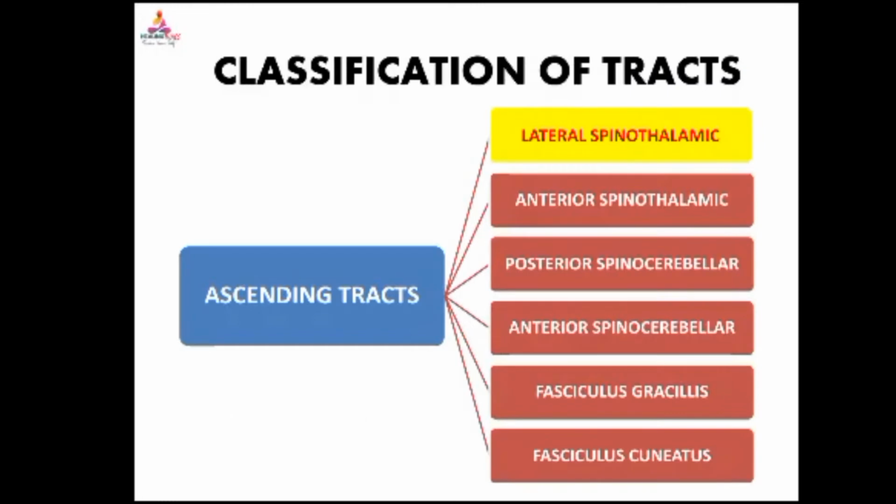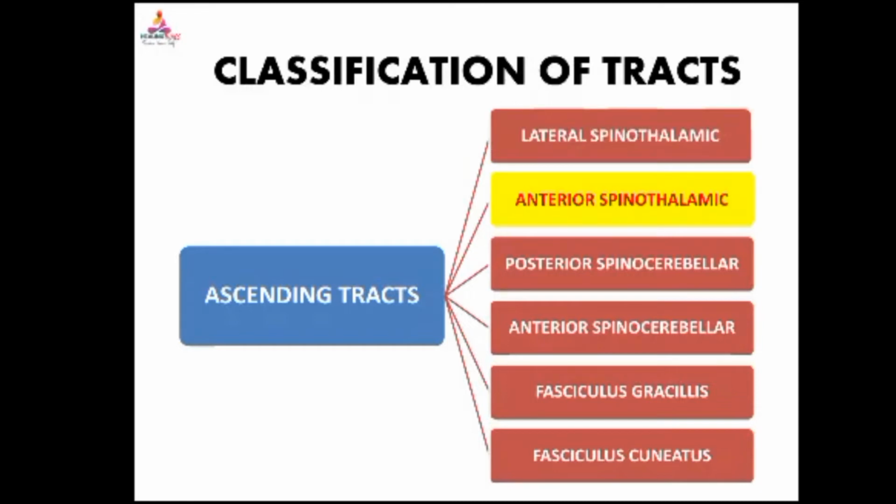First one is the lateral spinothalamic tract. It's located in the lateral white column. It originates from posterior horn cells of the spinal cord of the opposite side and terminates at the ventral posterolateral nucleus of the thalamus. Its function is to carry pain and temperature from the opposite side of the body.